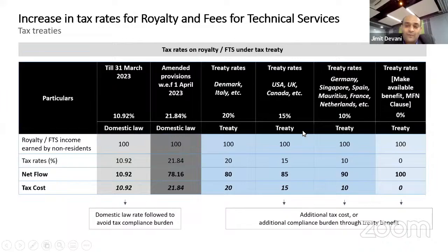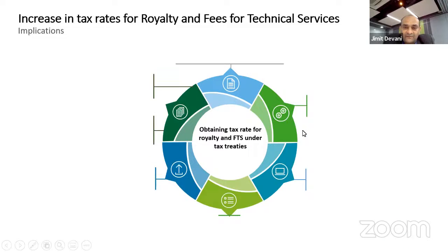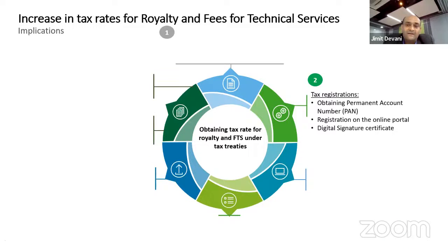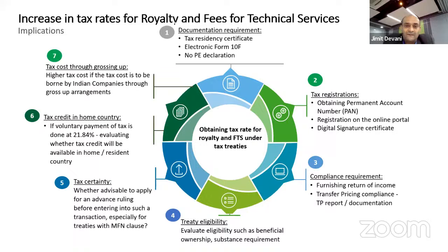Now let's look at what are the consequences of this. The first is your tax residency certificate. The first thing which you need to do is, the foreign company, because they need to file their tax return in India, they need to obtain a tax residency certificate from outside India. That is the respective country.